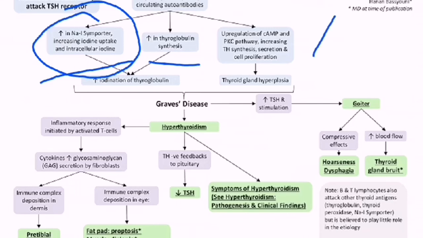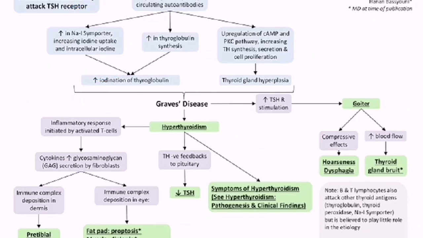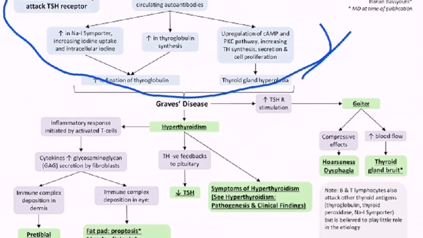Now we have the increasing thyroglobulin synthesis and increasing amount of iodine, which may increase the iodination of the thyroglobulin as well. You can see here, this is thyroglobulin, increasing amount of thyroglobulin, and there is thyroid gland hyperplasia. Now these are symptoms which may cause Graves' disease. Increasing amount of iodination of thyroglobulin, okay, this may cause Graves' disease.